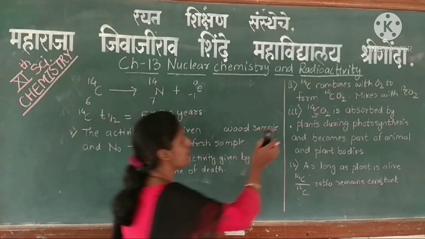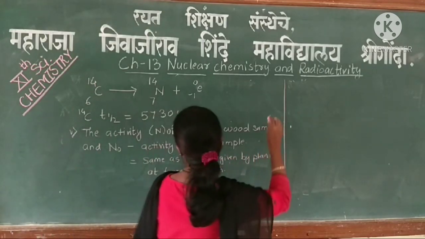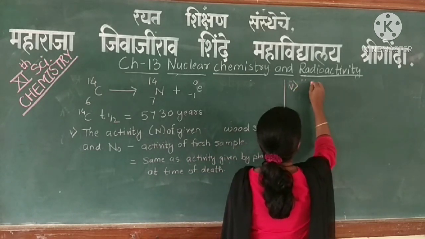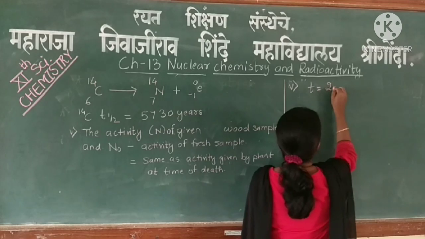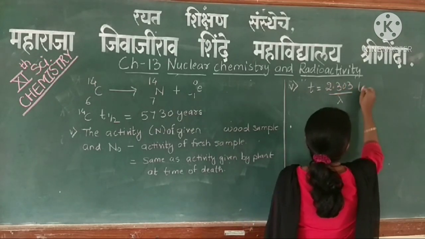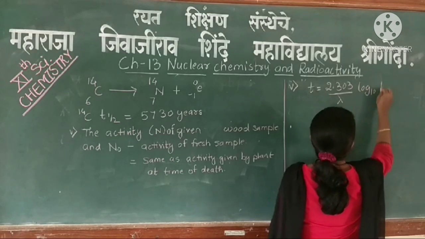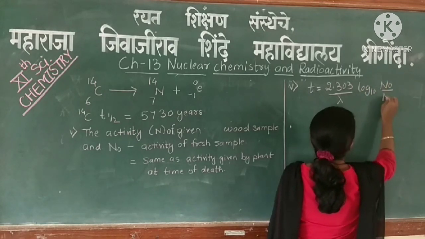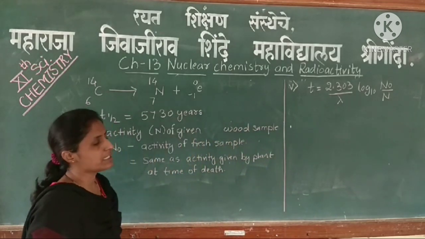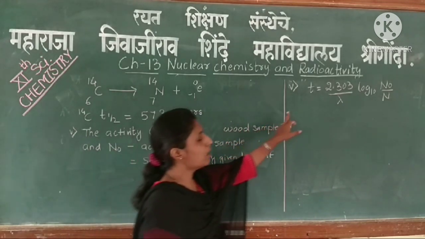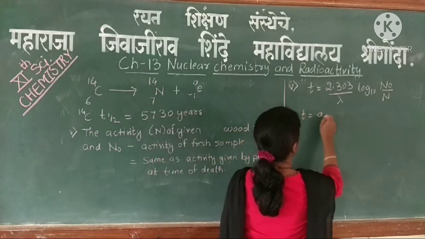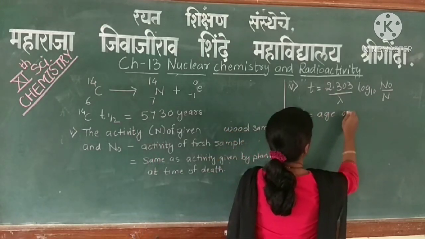The next point is now the age of the sample. Let's see how the age of the sample is calculated. We know that T is given by 2.303 upon lambda log to the base 10 N0 by N. We have seen this equation, that is how you can calculate T. T is the age of the sample.